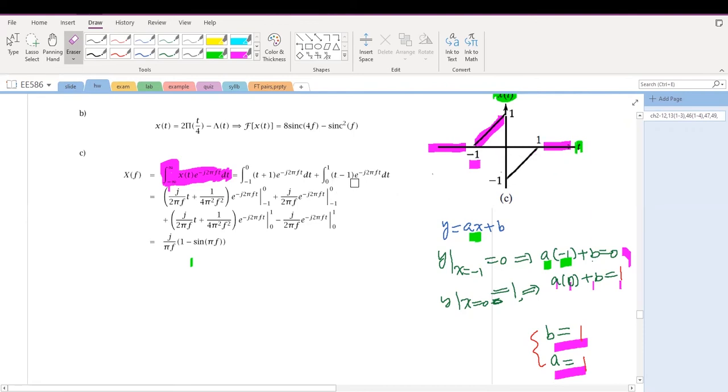That equals t minus 1. And these are the two integrals we need to evaluate. This is the Fourier transform of x(t). Now, how to handle this Fourier transform? We want to use some of our formulas.